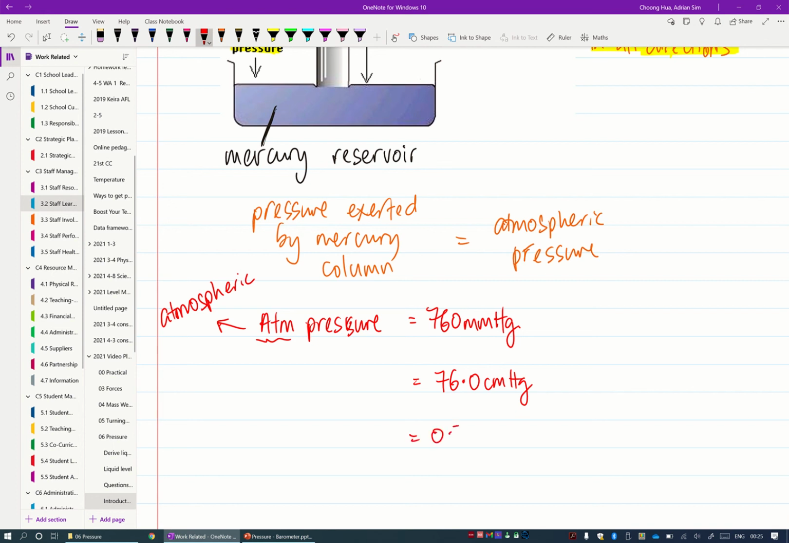Sometimes 0.760 meters Hg, but this is less common. mmHg is more common.